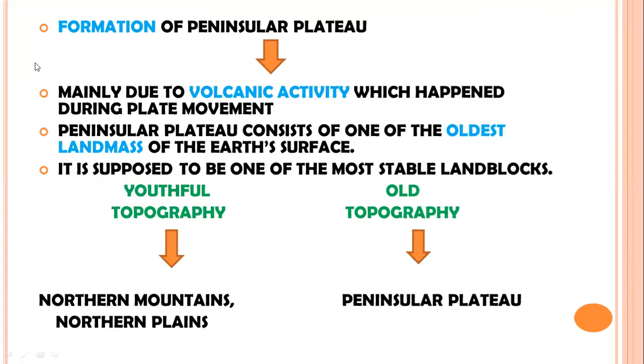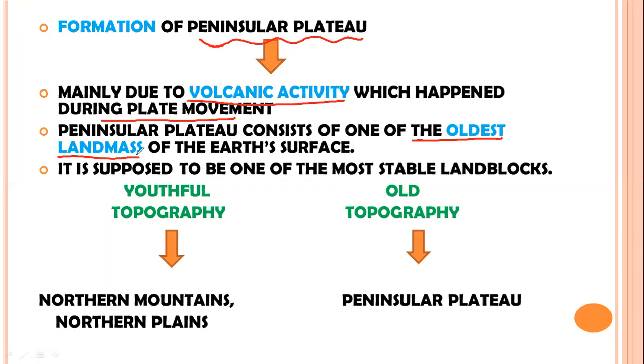Now, how was the Peninsula Plateau formed? Peninsula Plateau was mainly formed due to volcanic activity which happened during plate movement. When India was still part of Gondwana land, it was drifting, moving towards the Eurasian plate. There was a lot of volcanic activity occurring on the Indian plate, which led to the formation of the Peninsula Plateau. Peninsula Plateau consists of one of the oldest landmass of the Earth's surface.